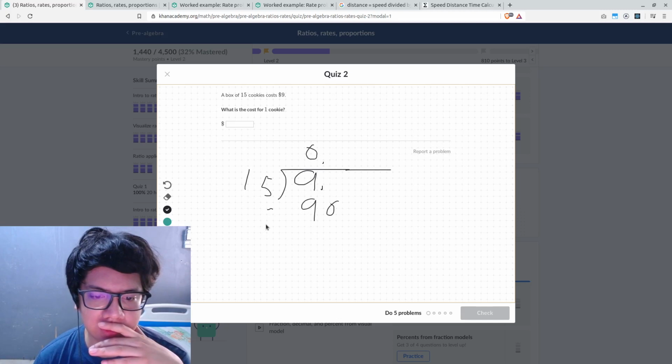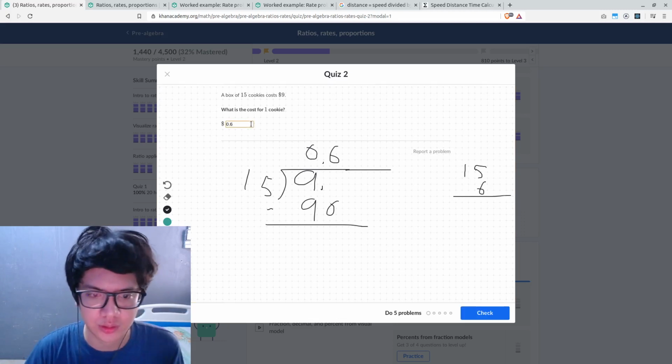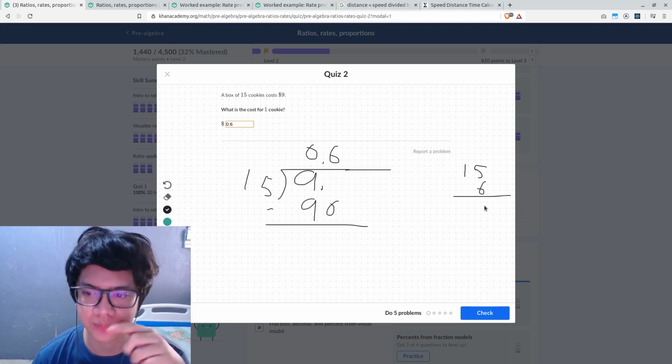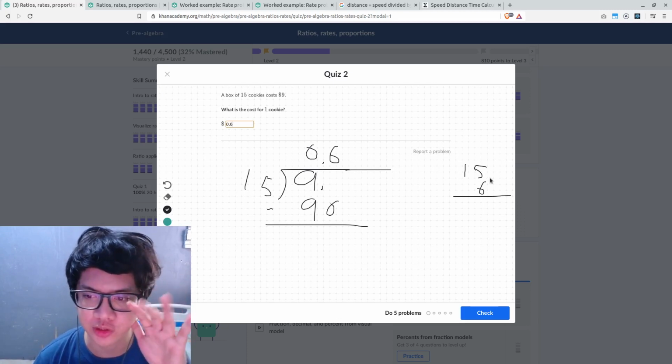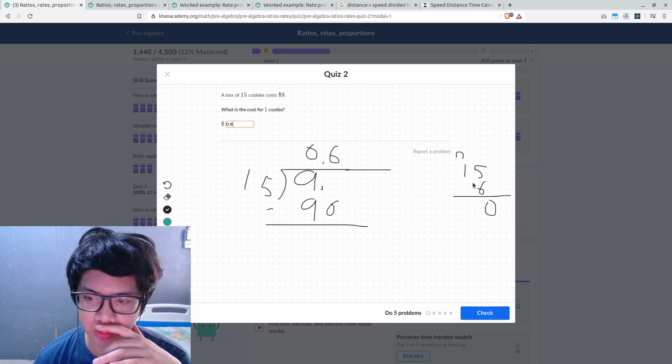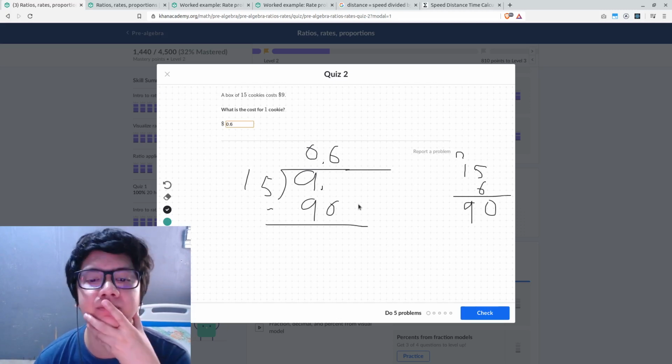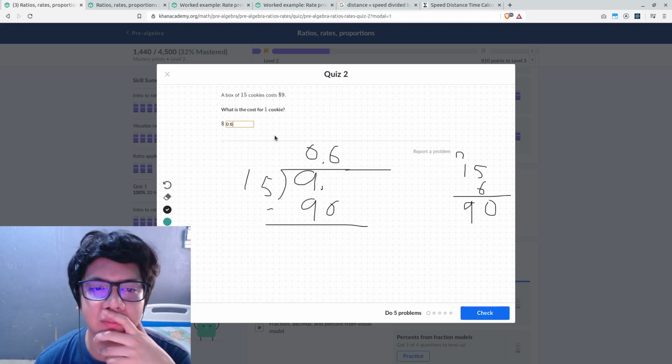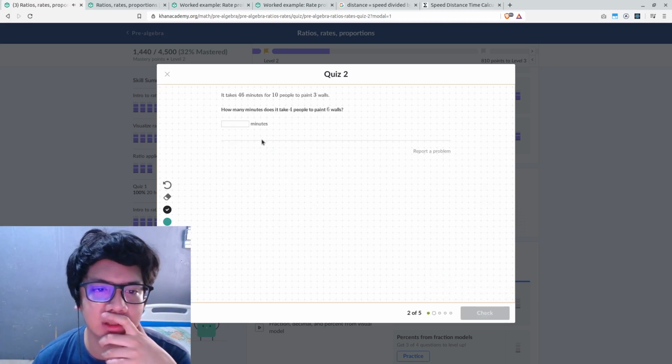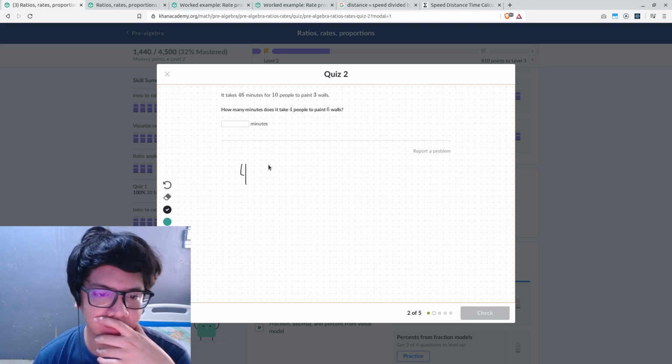We get 90. Let's see. 15 times 4 is 60, times 6 would be 90, I guess. 6. Since it's a quiz, I can't afford to make a dumb mistake. So 30 be 9. Okay, cool. 6. It takes, oh shit, I hate this. It takes 46 more. Okay, let's see.